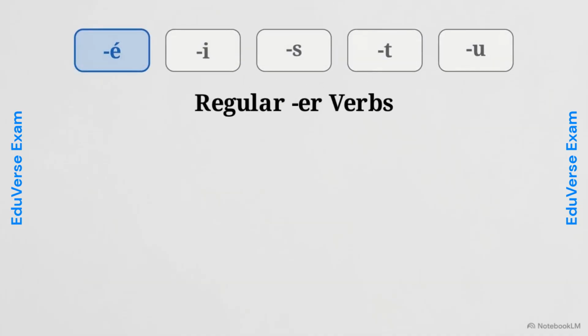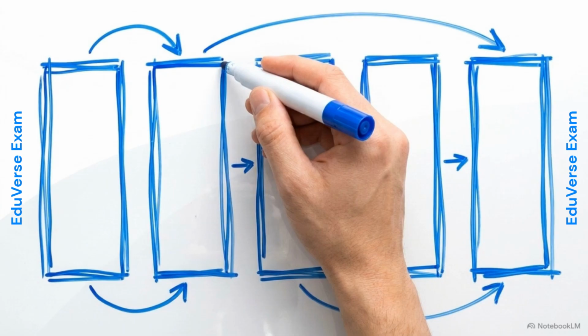Let's start filling the board with the first column, regular ER verbs. Take a highly common verb like parler. The transformation rule here is simple. Drop the infinitive ending and add an E with an acute accent, giving us parlé.